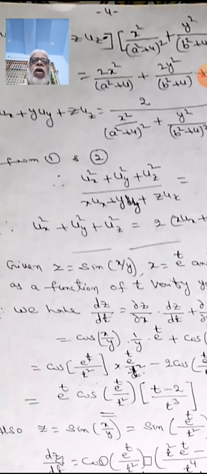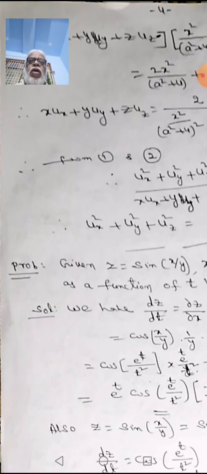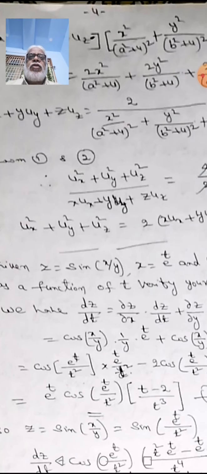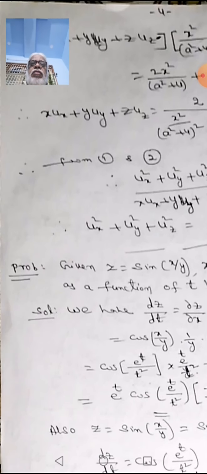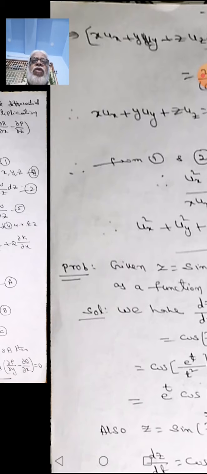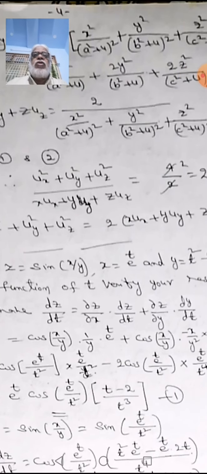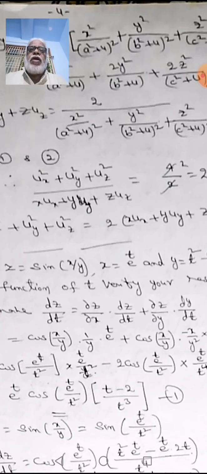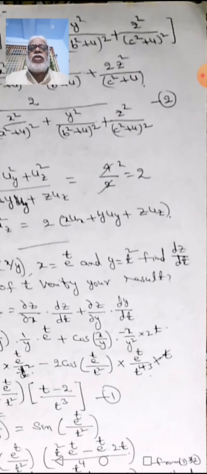If you want to repeat that problem again, xux plus yuy plus zuz, with x square by a square plus u whole square, that is equal to 2x square by a square plus u plus 2y square by b square plus u and so on. Like that, the value of xux plus yuy plus zuz is equal to 2 times x square by a square plus u whole square, because the square in this term is cancelled, plus y square by b square plus u whole square plus z square by c square plus u whole square.